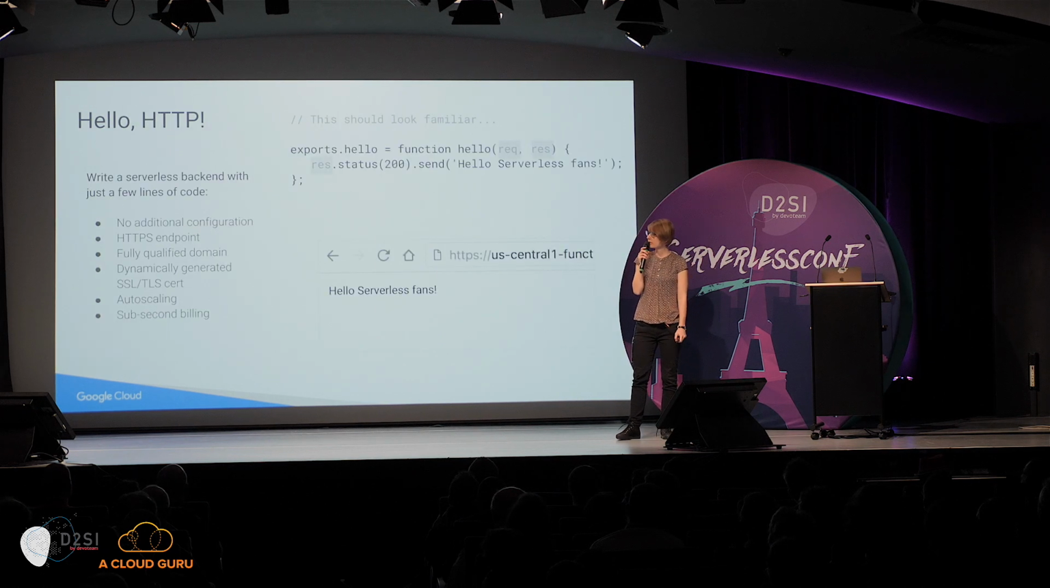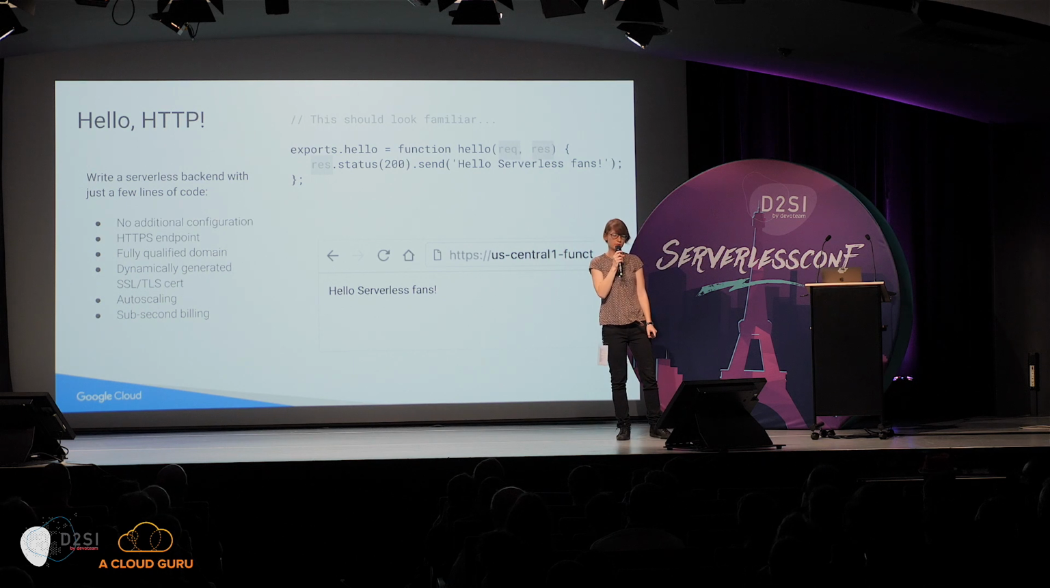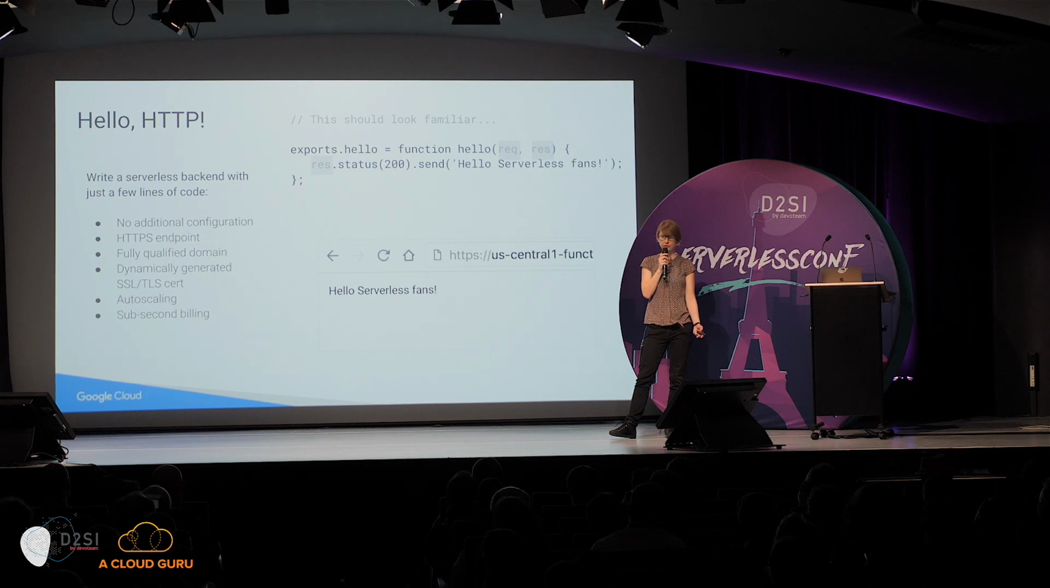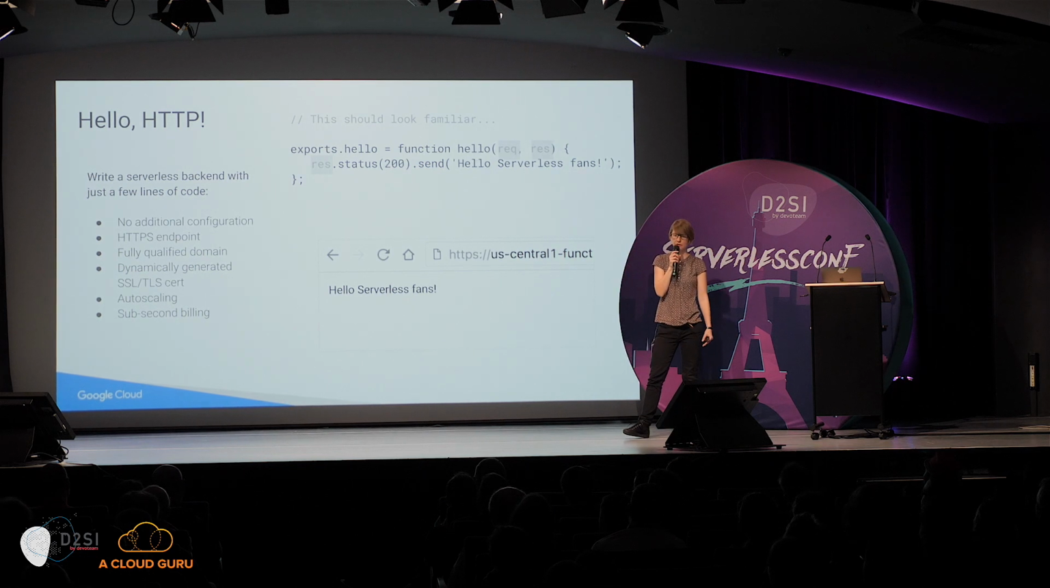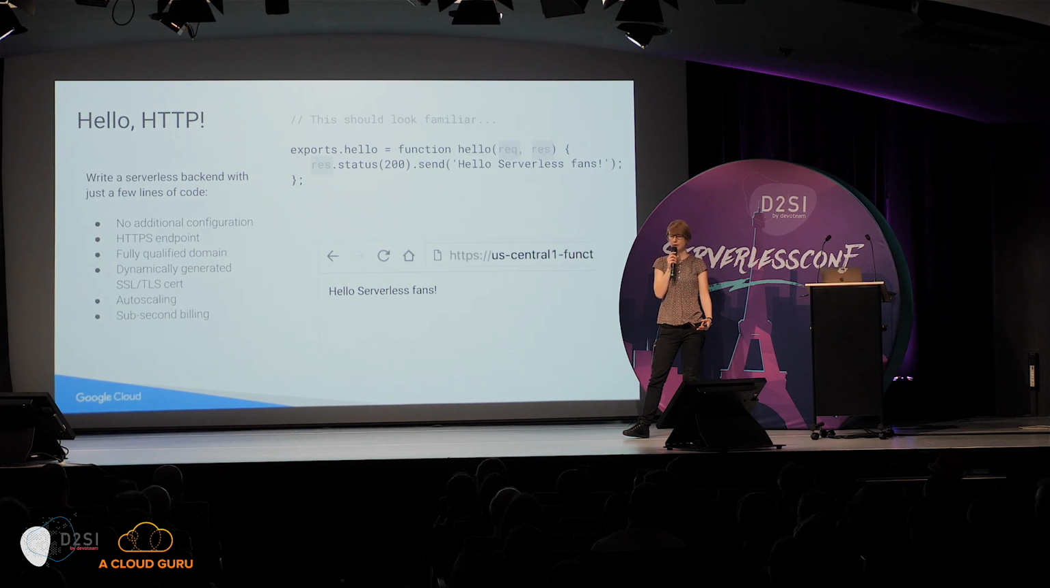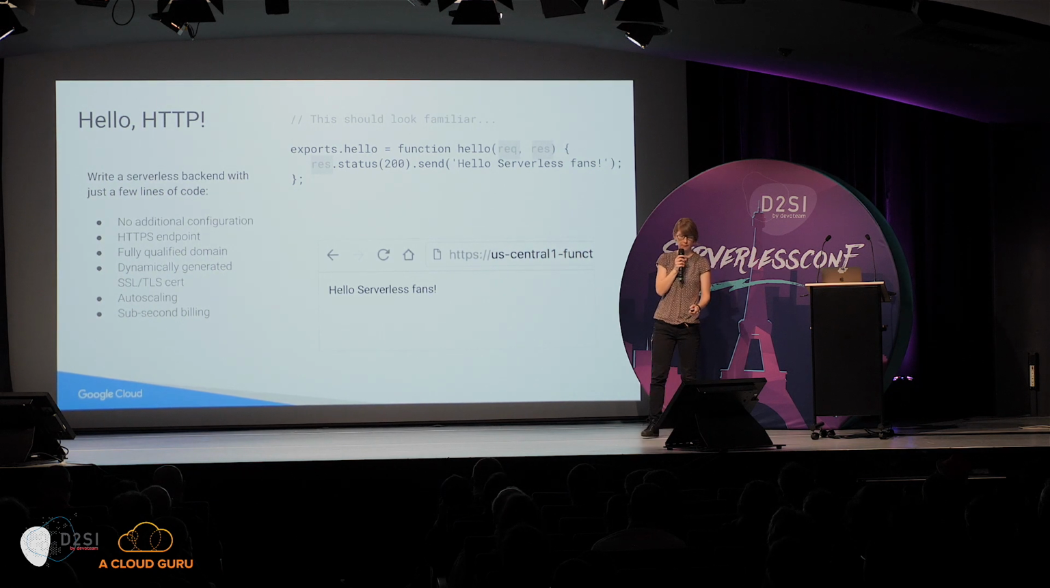So here you can see a small code snippet that should be very familiar to you. It's a hello world function that takes a request and returns a response. And you can deploy this function with a single command. And the great thing is that by launching this single command, you can make this function live, and you don't need any additional configuration. In particular, you are given for free a fully qualified domain in the cloudfunctions.net namespace.